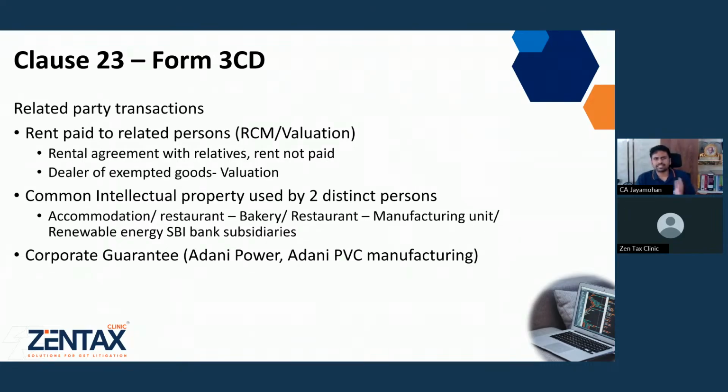Then comes the intellectual property, which is used by two distinct persons. See here, there was a case in 2022, I think. State Bank of India and SBI Cards are two separate entities. But for whatever reason, there is a trademarked logo for SBI, along with the tagline, I suppose, which was also used by SBI Cards.